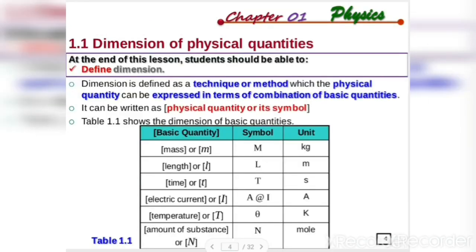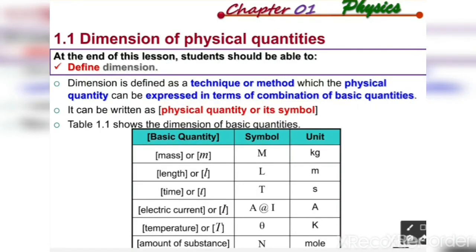Dimension is defined as a technique or method by which a physical quantity can be expressed in terms of a combination of basic quantities. It can be written in square brackets, the physical quantity or its symbol. Table 1.1 shows the dimension of basic quantities.